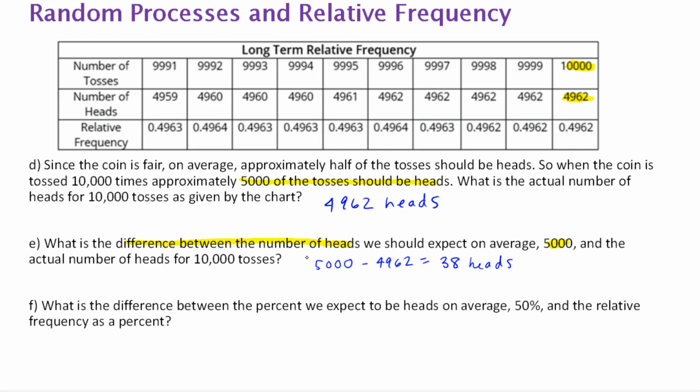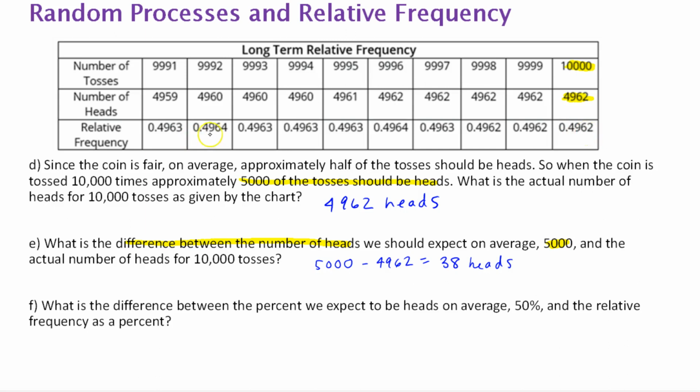Okay? So the point of this is, 38 heads, that's kind of a big difference. But big is all relative. That's why we call it relative frequency. Since we have 10,000 tosses, to be 38 heads off in the negative direction compared to 5,000 isn't really that much. Okay? And this difference will actually increase the more tosses you take. However, this ratio will, for the most part, get closer to 0.5.